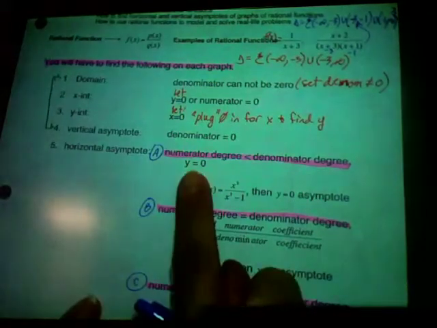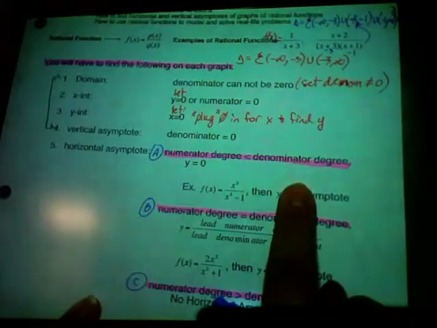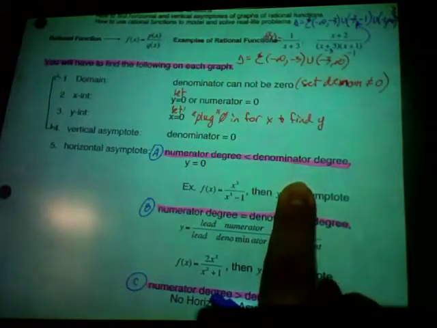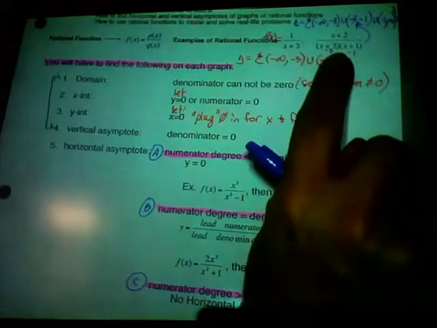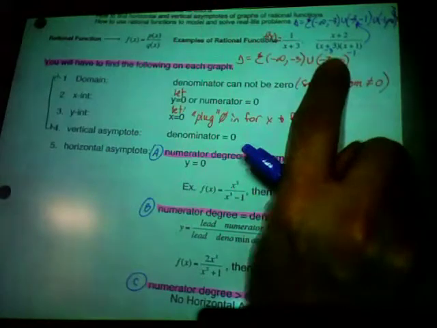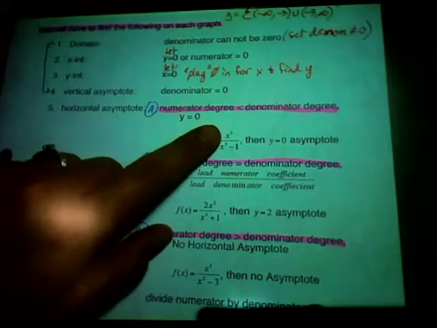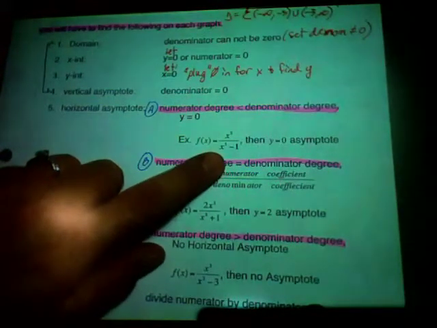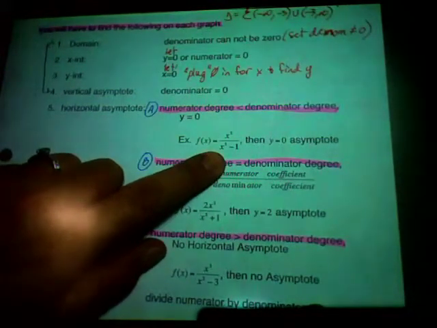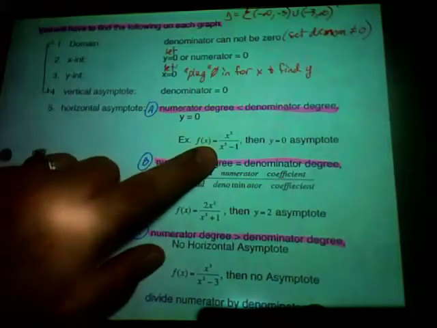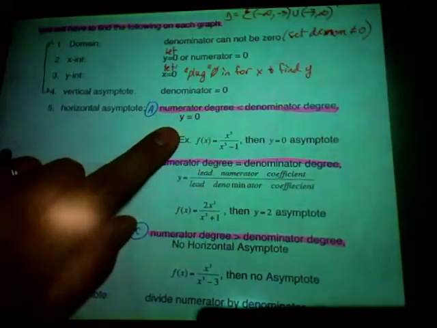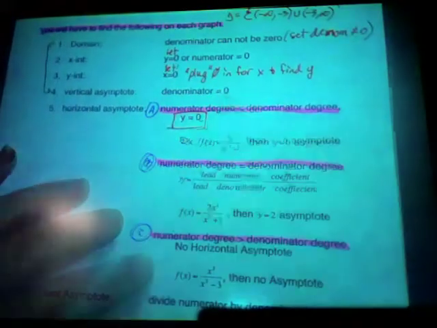Does that fall into the situation where the numerator degree is less than the denominator degree? True or false? Yeah, because this is 1 versus 2. This is less than this. Because it's less than this, then here's your asymptote. And they also give an example here. See how this is squared? What's the degree of this one? Cubed. So this is less than this. And so we end up with y equals 0 as our asymptote.